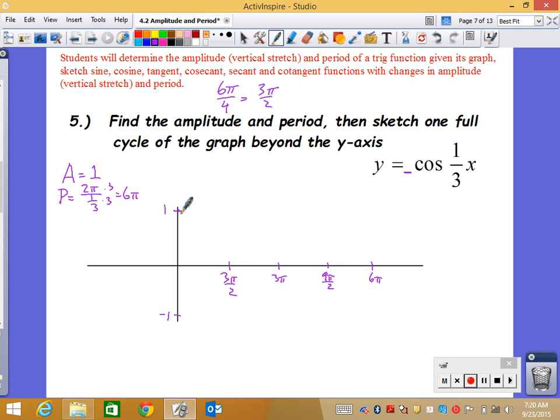So I'm still going to start up at 1, go down to 0, go down to -1, up to 0 again, and then back up to 1. And then we just connect using my wave graph. That is 1 full cycle of this cosine 1/3 x. Again, to emphasize, we're not changing what it looks like right now. All we're changing is what my labels, my increments are.